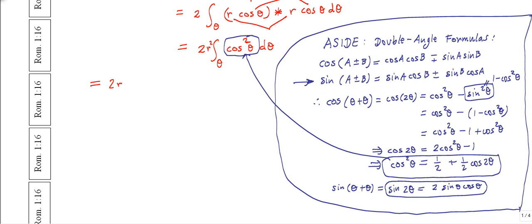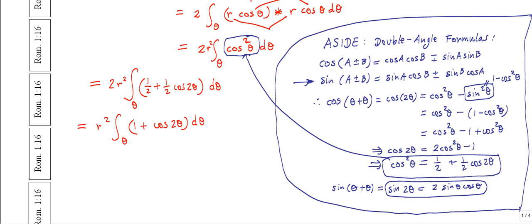This is equal to 2r squared integral with respect to theta of cos squared. I'm going to sub in a 1/2 plus a 1/2 cos of the double angle d theta. And notice that I have a 2 out here and I have 2's down here. Those cancel. So I'm going to get an r squared integral with respect to theta of 1 plus cos of the double angle d theta. And now this is something that I can integrate without any real difficulty.